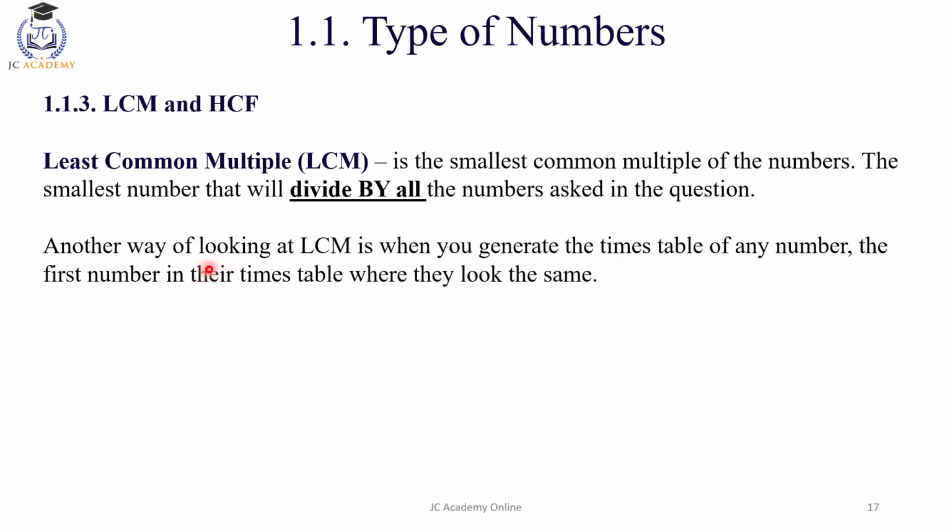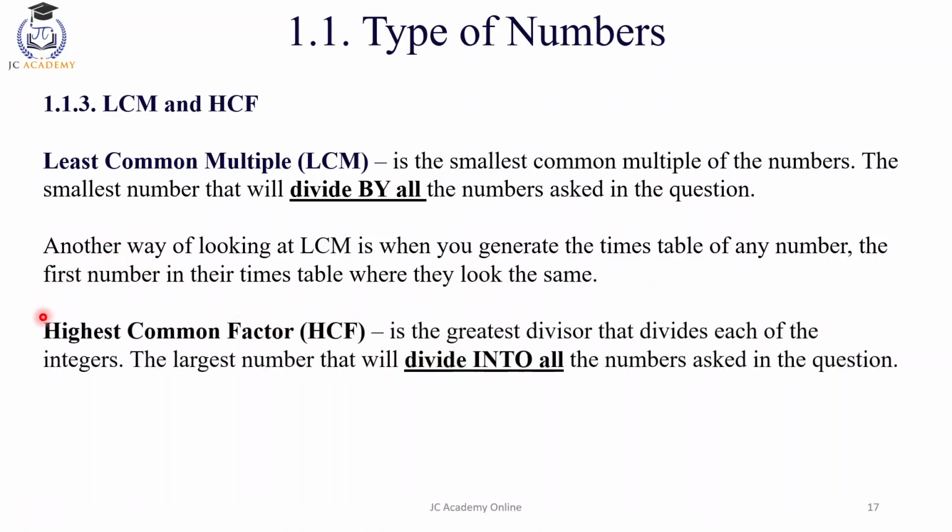So another way of looking at LCM is when you generate the times table of any number, the first number in their times table where they look the same. Then we have the highest common factor. The highest common factor is the greatest divisor that divides each of the integers. The largest number that will divide into all the numbers asked in the question.